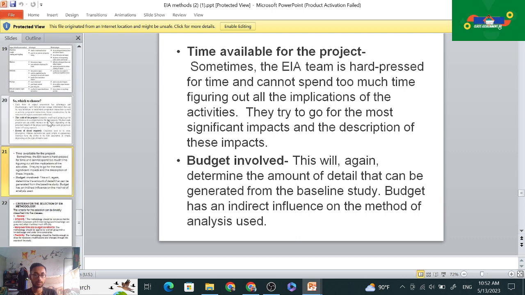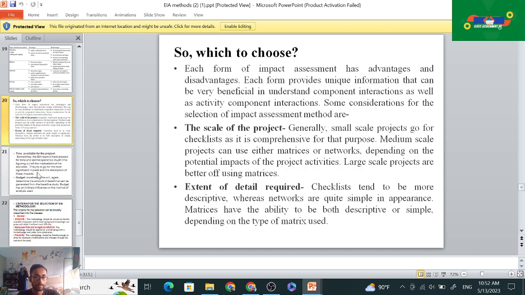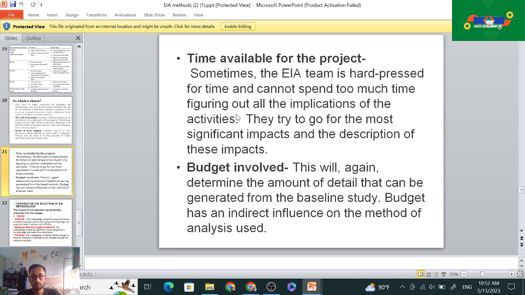Depending on the matrix used, then the time available for the project. Sometimes the EIA team is hard pressed for time and cannot spend too much time figuring out all the implications of the activity, and they try to go for the most significant impacts and descriptions for these impacts. Budget involved: this will again determine the amount of detail that can be generated from the baseline study, and budget has an indirect influence on the method of analysis used.